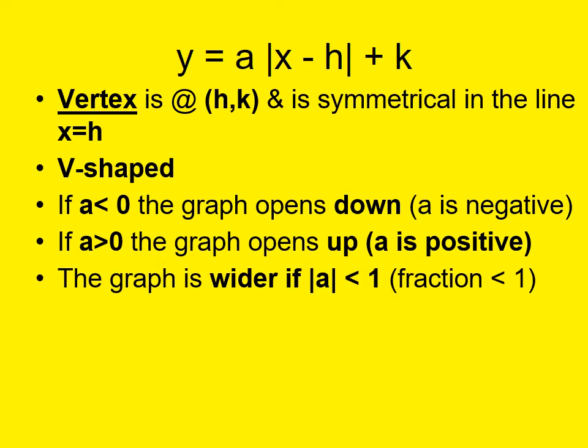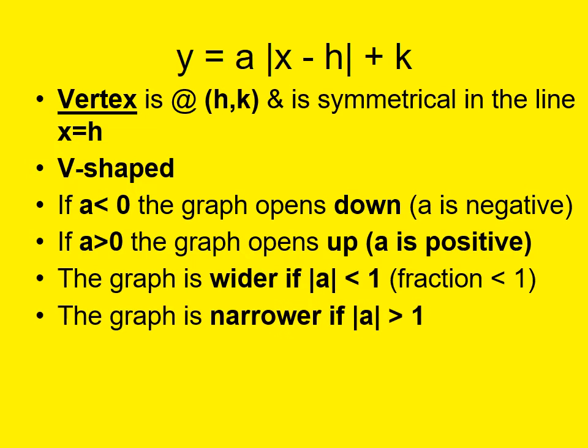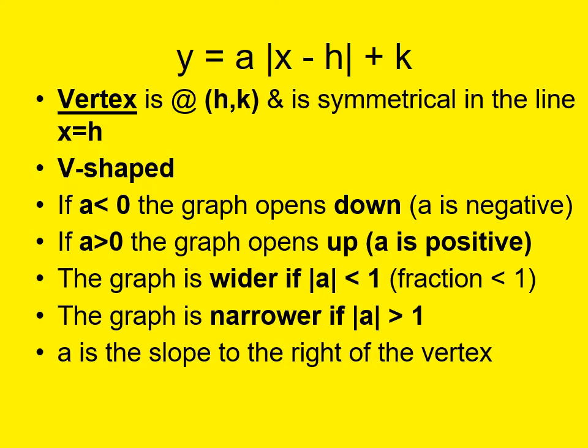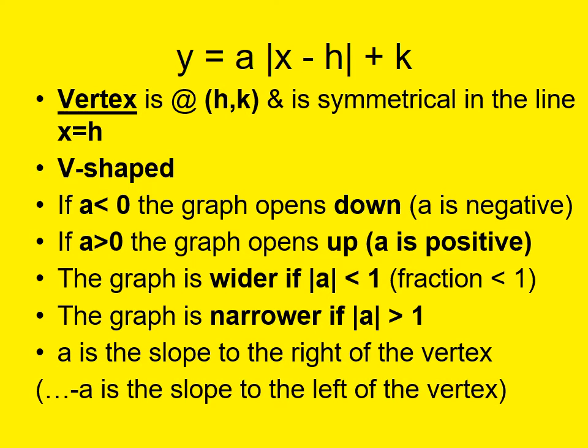The graph is wider if the absolute value of a is less than 1, meaning that a is actually a fraction, because fractions are less than 1. And if the absolute value of a is greater than 1, the graph is narrower, or the slope is steeper. So it looks very thin when it's narrower. a is the slope to the right of the vertex, and on the left-hand side, the opposite of a is the slope.